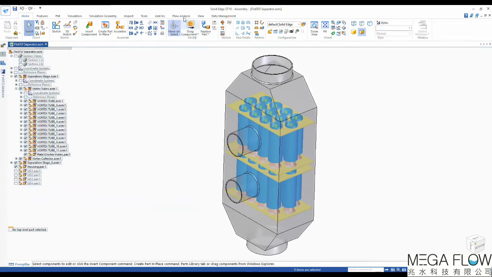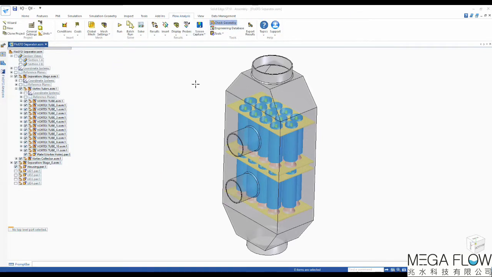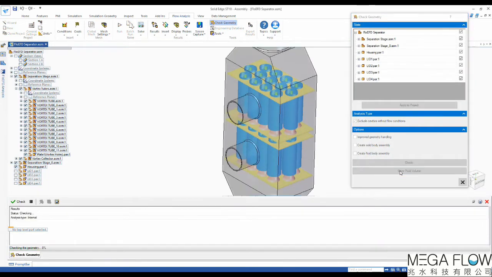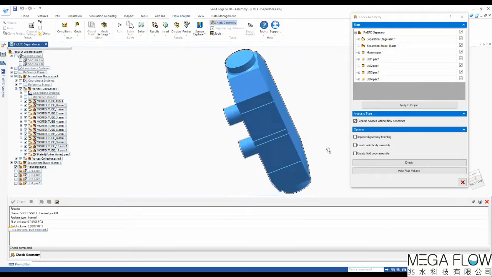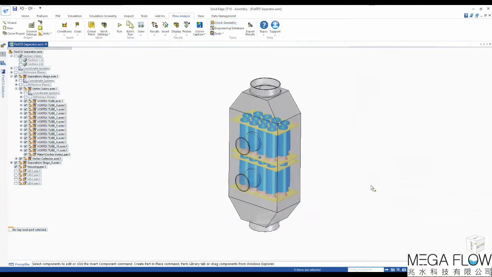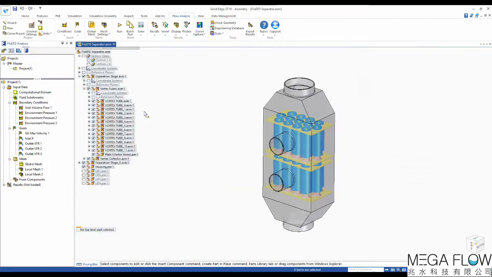So in FloEFD we can check the geometry to ensure that we are getting the correct fluid region in the model, so the air cavity or the air volume is going to be correct. You can see on the screen this blue volume, which is the correct air volume, so we're ready to go. Let's go to our FloEFD analysis and look at some of the setup.